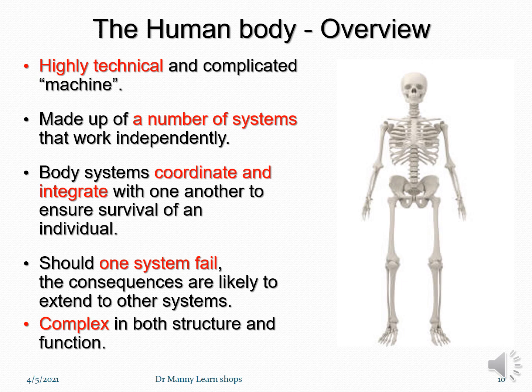It's made up of a number of systems that work independently. So body systems coordinate and integrate with one another to ensure our survival as an individual. And should one system fail, the consequences are possibly likely to extend into other systems unless the body can help itself. So the body essentially is a very complex system, both in structure and function.